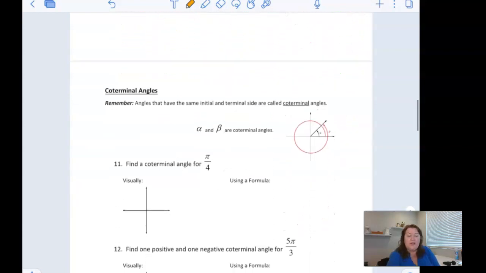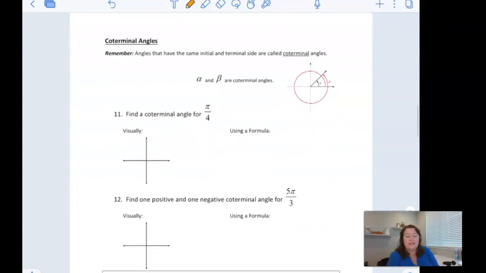All right, coterminal we talked about in practice a little bit in last class. It's how to say that you were there by going around more times or less times. So if we're dealing in radians, we just have to remember that that's going to work a little bit differently, right? It's still the same picture though. So if we wanted to find coterminal for pi over 4, visually we're right here.